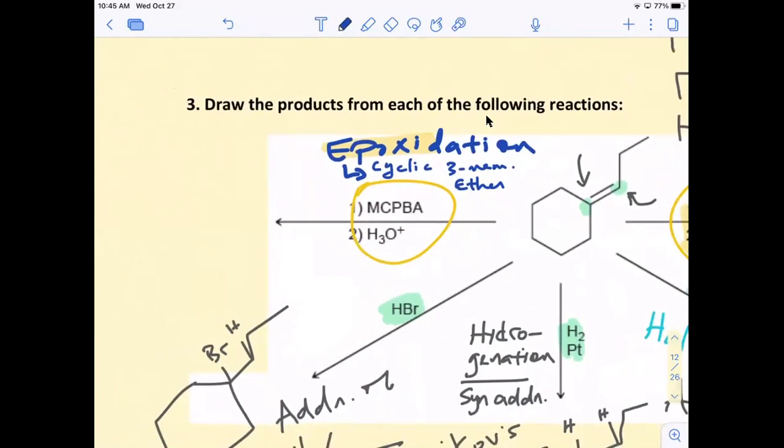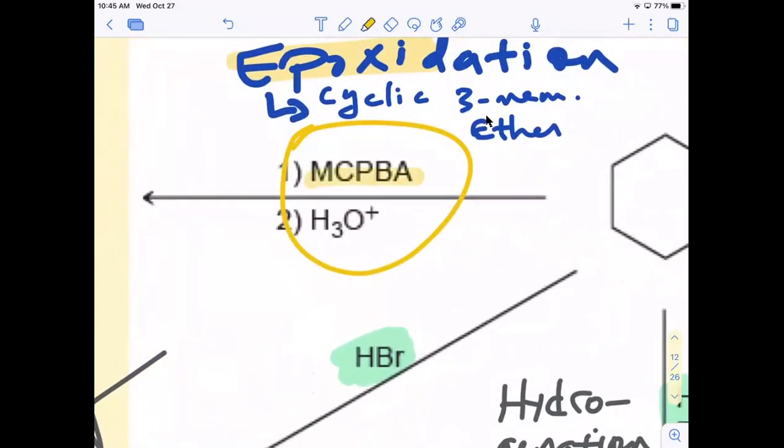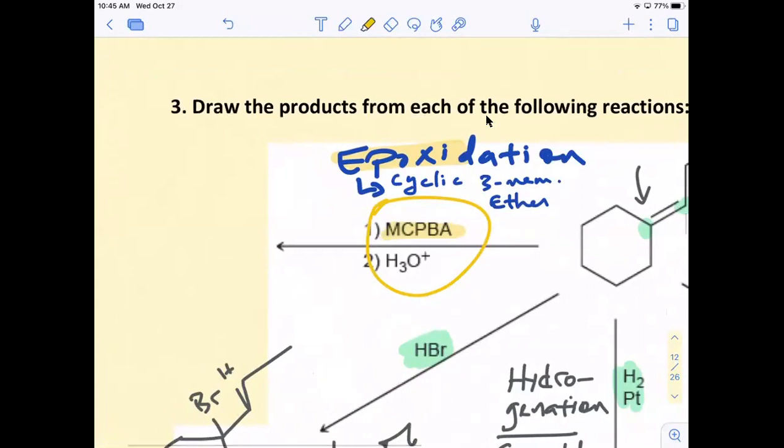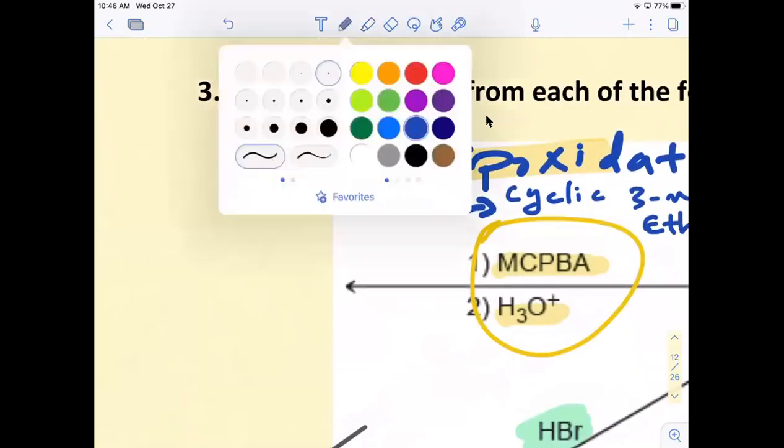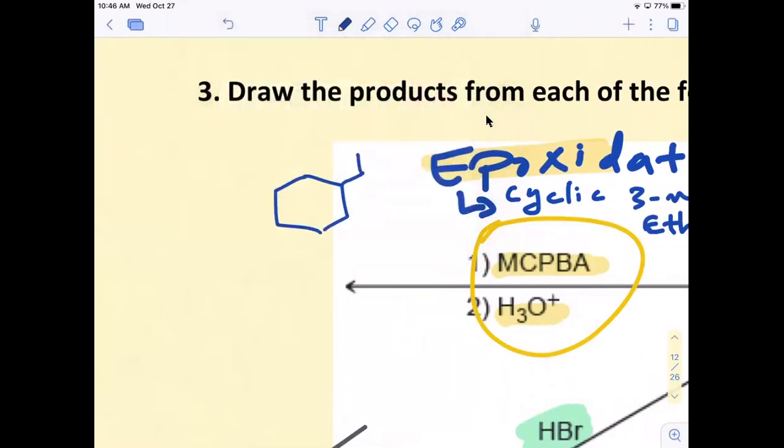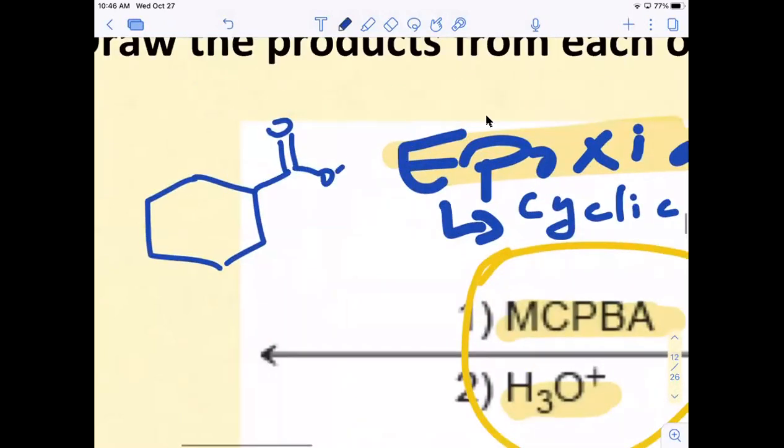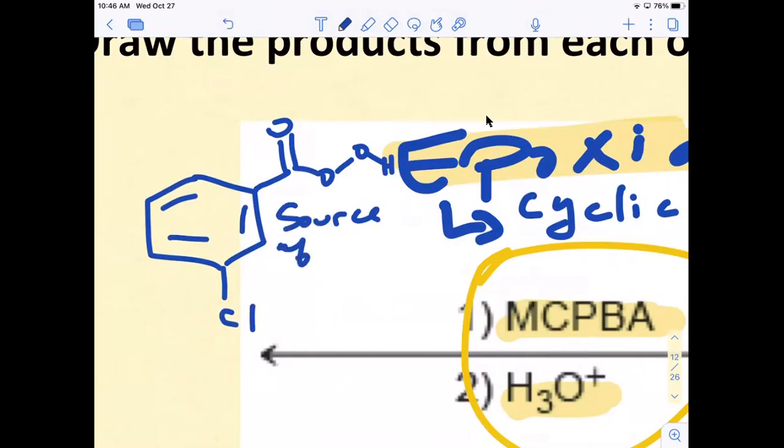So for epoxidation, this is one set of reagents: MCPBA, which is metachloroperbenzoic acid, and then follow that up with a proton source. MCPBA, if you watch that video that I sent out to you, looks like this. It's a type of peroxide, and it has a chlorine here. So this is your oxygen source. That's where your oxygen is going to come from.